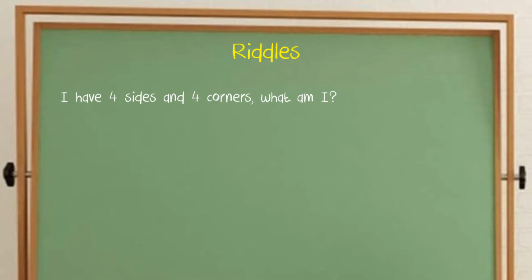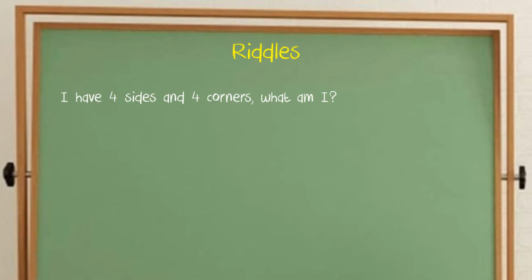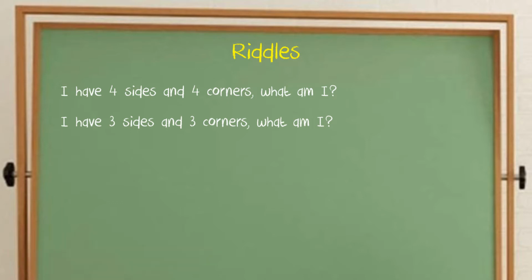The first one is, I have 4 sides and 4 corners. What am I? The next one, I have 3 sides and 3 corners. What am I? The other, I have 5 sides and 5 corners. What am I?